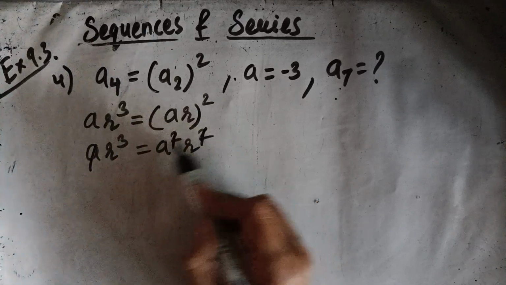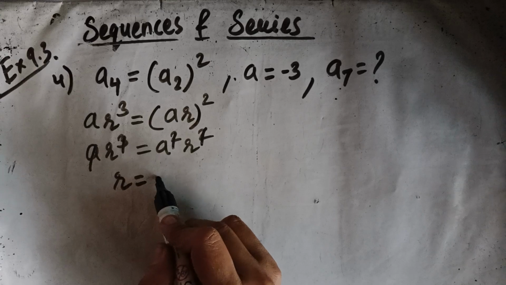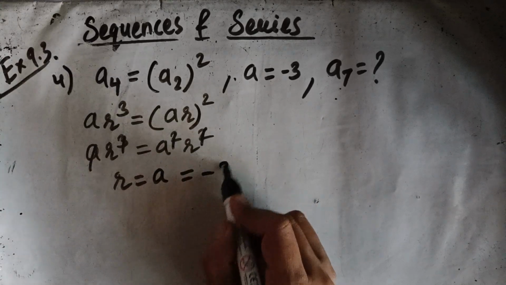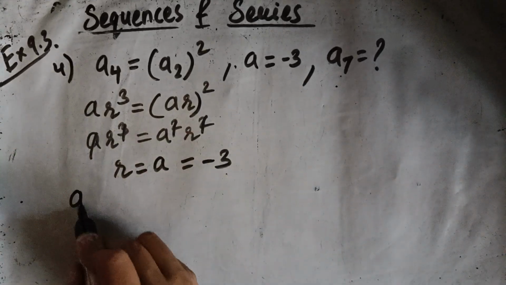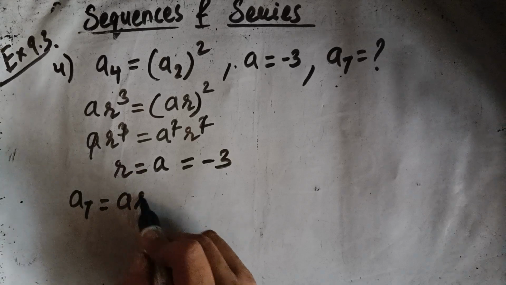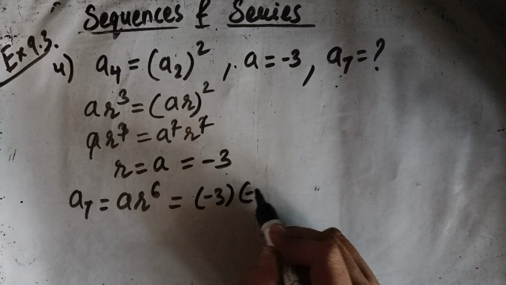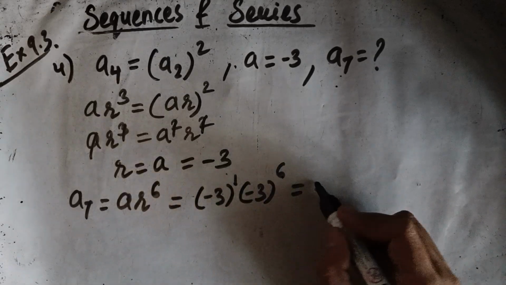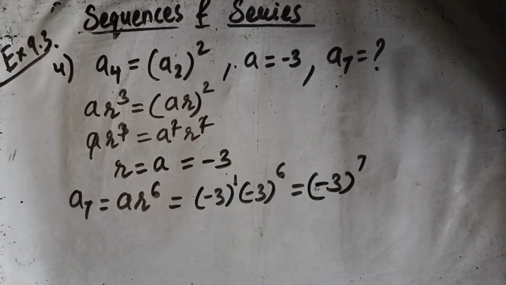1 gets cancelled, 1 gets cancelled. So r is equal to a. A is given as minus 3, so r is minus 3. Okay. A7 is a r raised to 6, which is minus 3 raised to 6. This is 1, so 6 plus 1, 7.